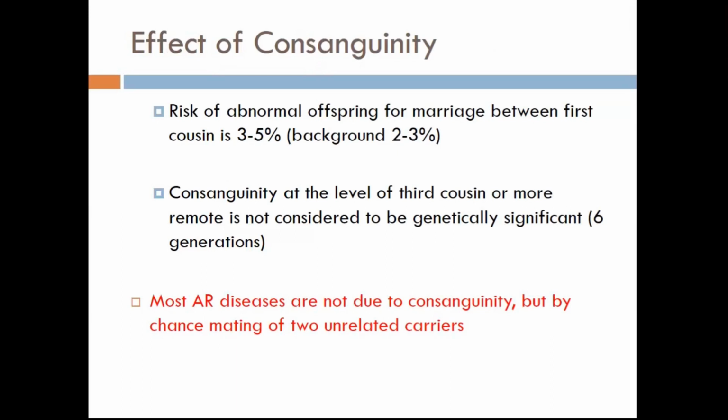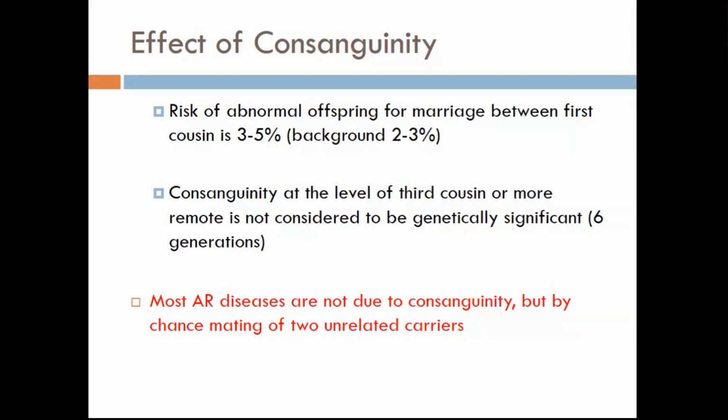The risk of abnormal offspring for marriage between first cousins is 3 to 5%. This we have discussed. And the background risk is 2 to 3%. So remember that if first cousins marry, there is only a marginal risk, only 1.5% risk of all genetic disorders or congenital anomalies, right? So please don't stigmatize consanguinity, and don't attribute all genetic disorders to consanguinity. This is a wrong concept which pediatricians and obstetricians throughout the country hold.